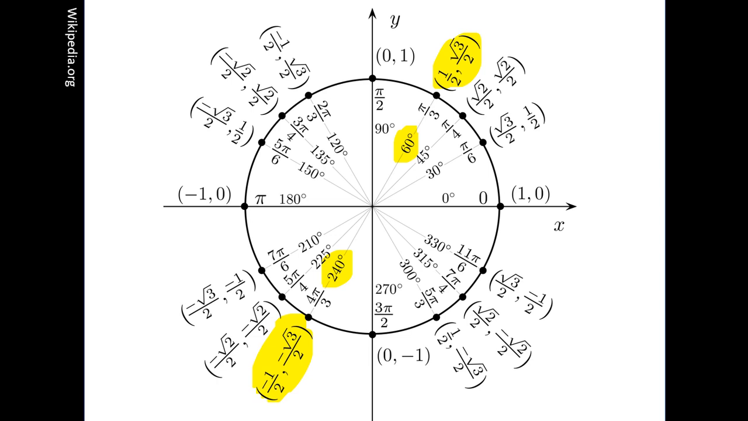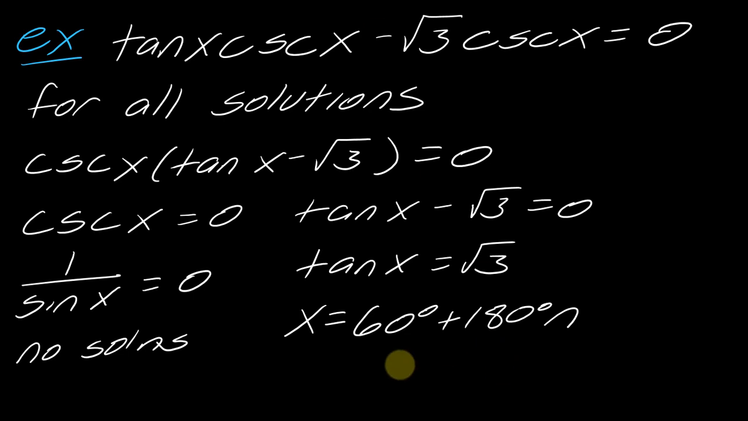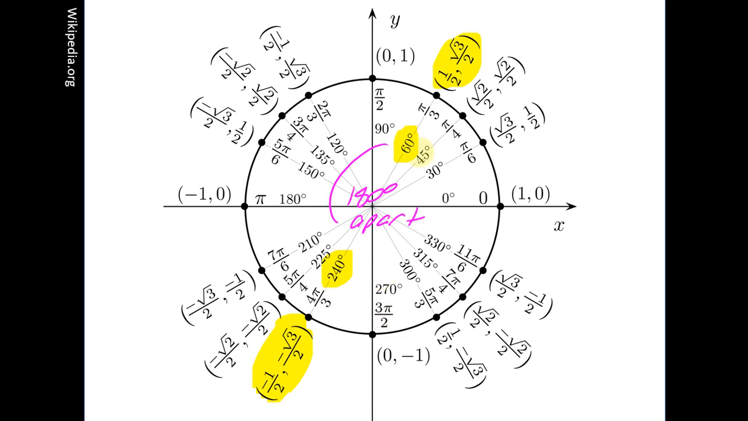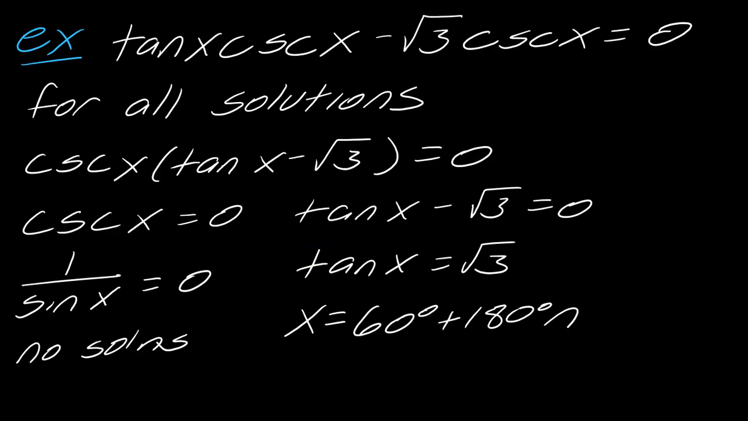Now, the thing that I want to point out here is that these two solutions are 180 degrees apart. That's important to notice when you have to come up with the format for all solutions. So we can just say that x is equal to 60 degrees plus 180 degrees n, and that's the format for all solutions. You'll notice that every 180 degrees, I'm hitting a solution as I go around the unit circle. That's the idea behind that. So when they're 180 degrees apart, you want to take advantage of that.